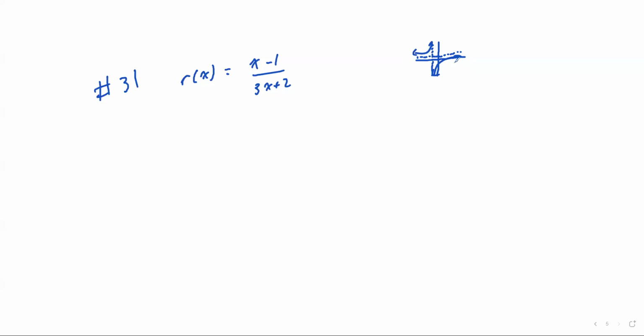So we can see that it would pass the horizontal line test, but you can use a calculator to justify that. And because it doesn't need restrictions on the domain, I can go straight into my steps. So again, I'm going to change r of x to a y. And then I'm going to switch the x and the y.